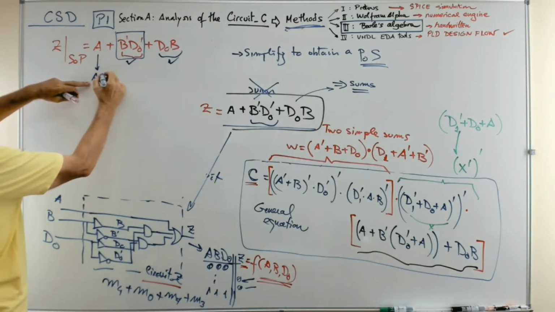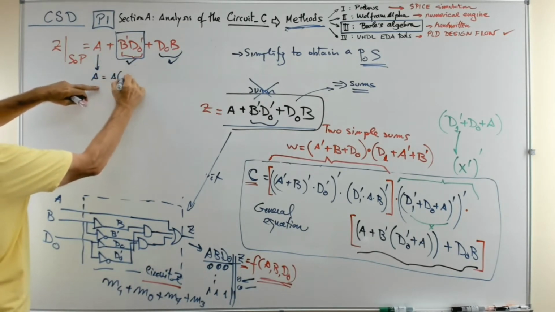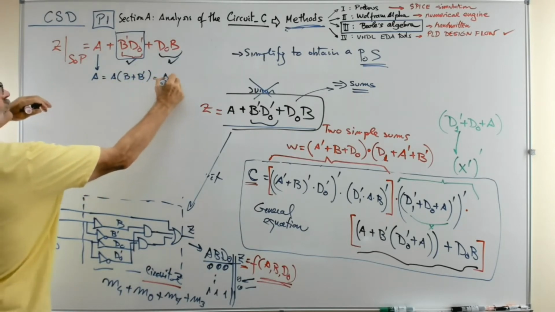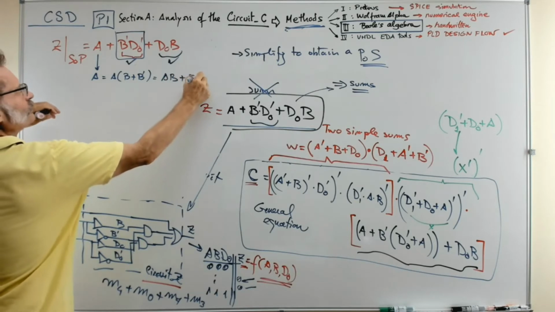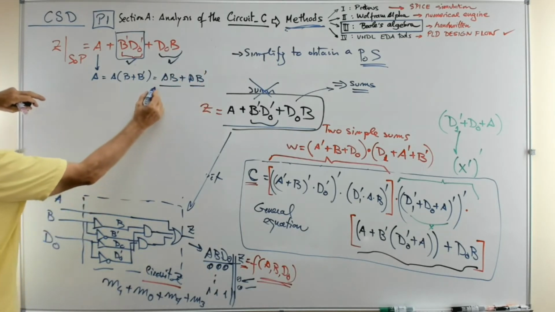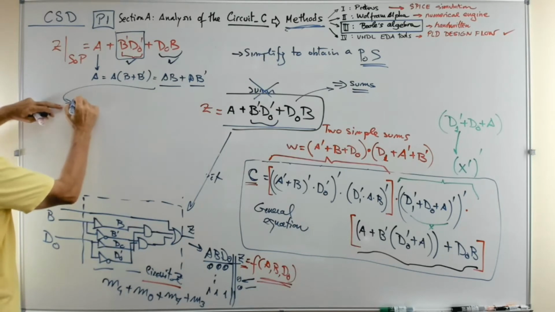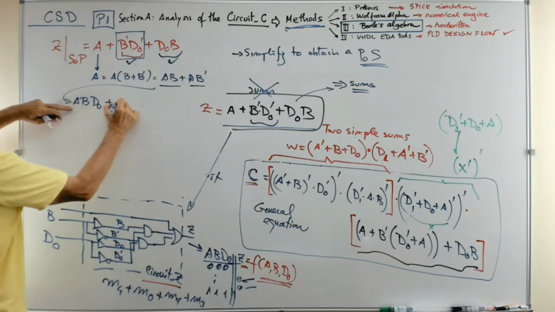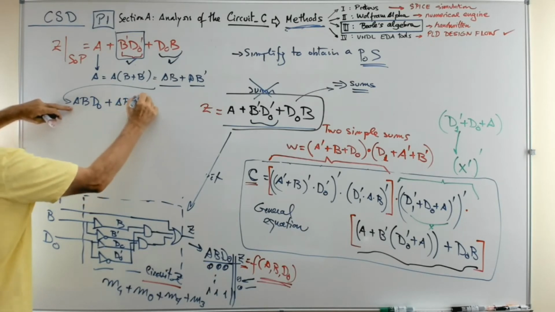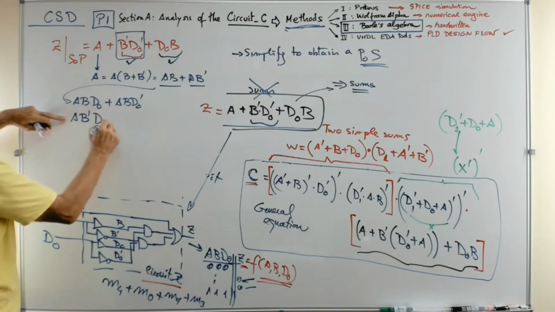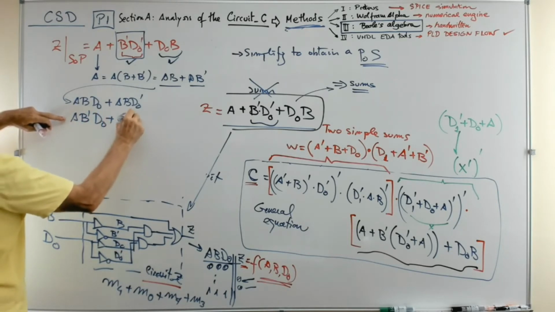A is the same as A, B, or B naught. So this is A, B, or A, B naught. Now you have two of them, which at the same time will become two minterms. So this is going to be A, B, D0, or A, B, D0 naught. And the other one is going to be A, B naught, D0, or A, B naught, D0 naught.